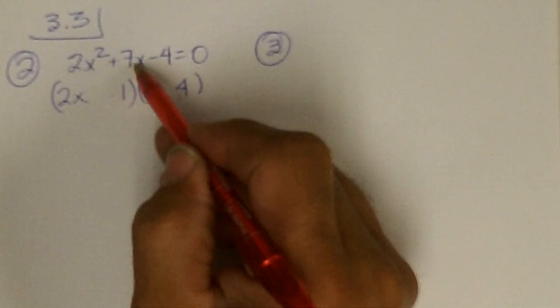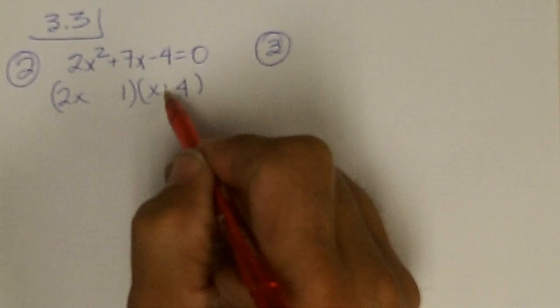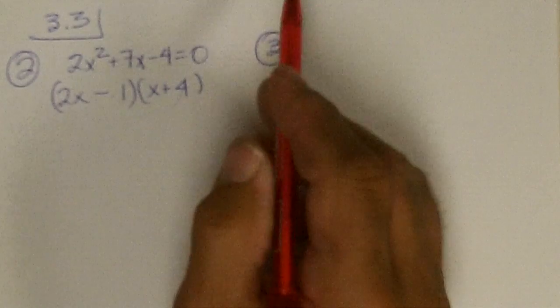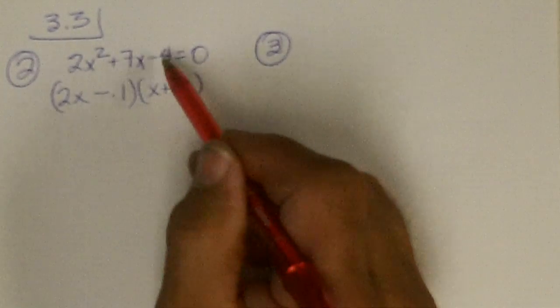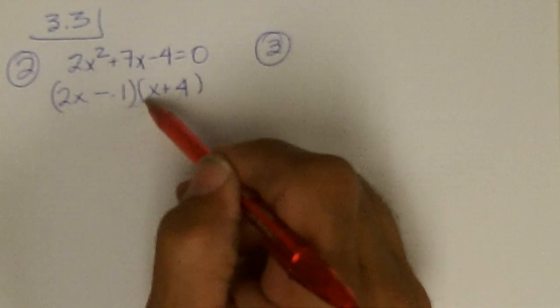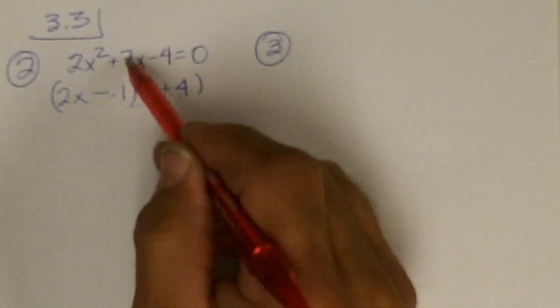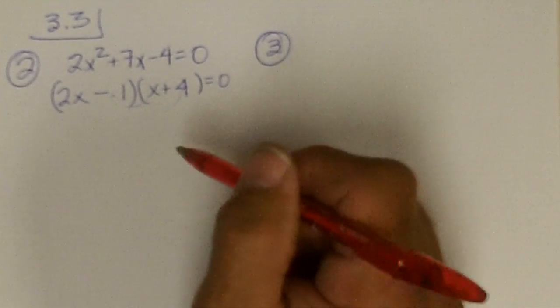I want a plus 7, so this 8 must be plus, and this 1 must be minus. That would give us negative 4 on the end. It would give us plus 8 on the outsides, negative 1x on the inside, which would be plus 7x in the middle. So that's how it factors.